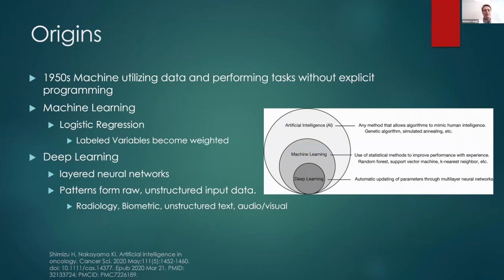Deep learning uses layered neural networks that allow you to put in raw, unstructured data and then come out with an end result. This might be putting in radiology, biometric data, and unstructured text in order to produce a diagnosis. And you're able to do that without really, the computer does all the work. You don't have to tell it, this is radiology, this is biometric data, like we previously would have with machine learning. So deep learning is what we're generally talking about with artificial intelligence.